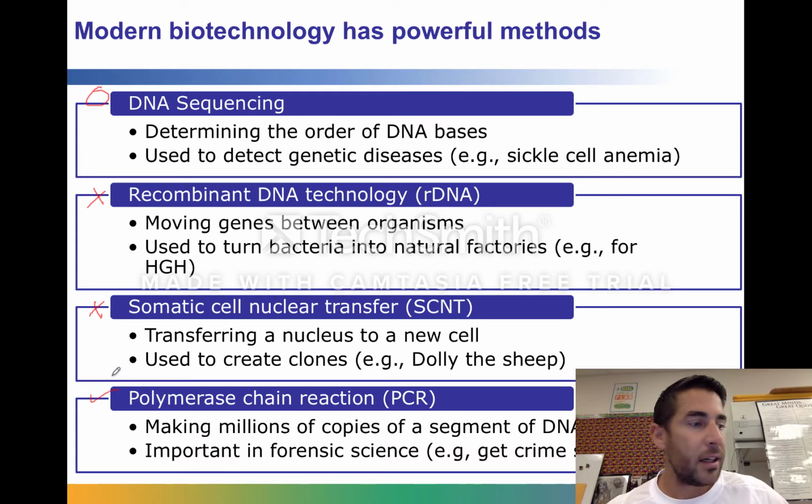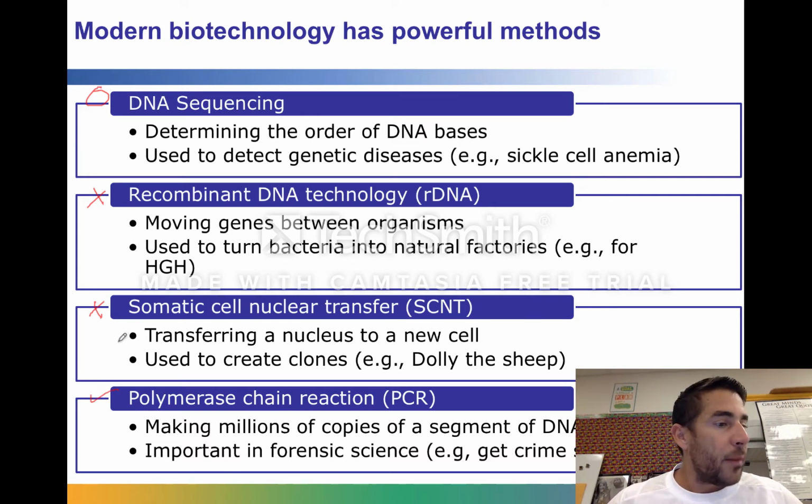And then finally, the final method is polymerase chain reaction, or PCR. It's like a copy machine for DNA. Starting with just a few molecules of DNA, PCR can make millions of copies. It's important because sequencing and other techniques usually require a large amount of DNA to work with, so this does a good job of copying it. One application is in forensic science, where it allows investigators to recover even a tiny amount of DNA from a crime scene.